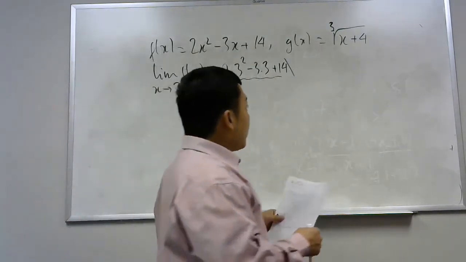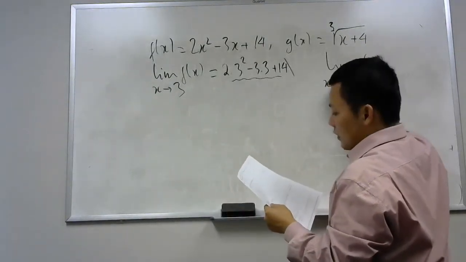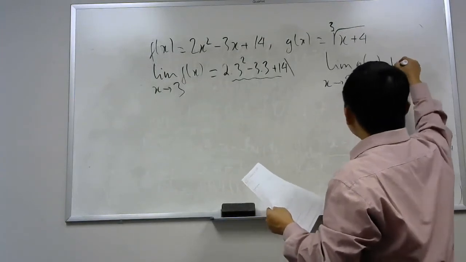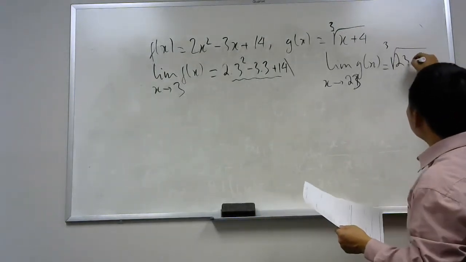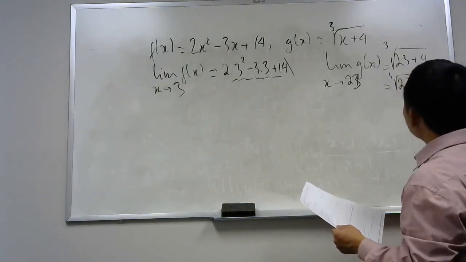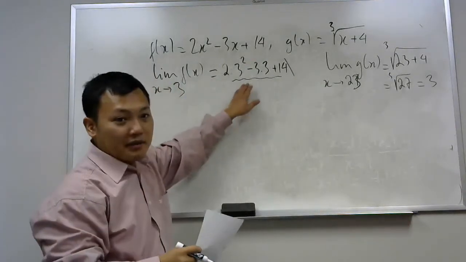And then they ask you to find the limit of g when x goes to 23. So that is nothing but 23 plus 4, right? And you get cube root of 27, which is 3. Okay, let's calculate this value.